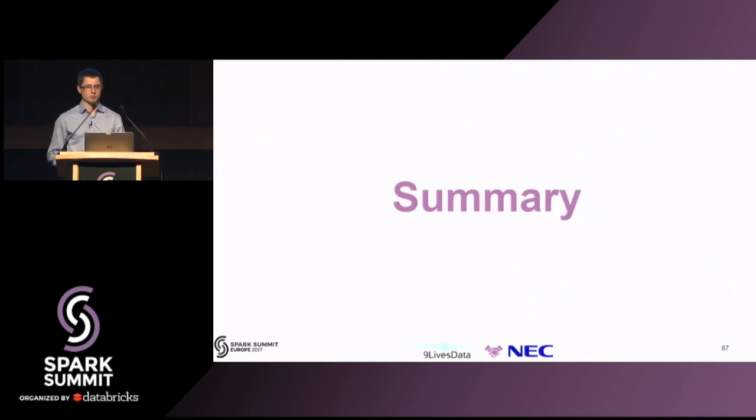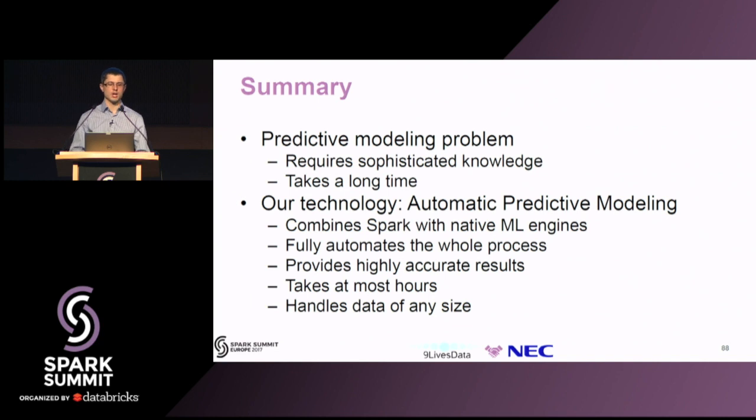Okay, so now let me summarize my today's talk. So I started from the predictive modeling problem, which turned out to be a really hard problem, requires sophisticated knowledge and takes a long time, and it led us to our technology, automatic predictive modeling, that combines Spark with native machine learning engines and automates the whole process of predictive modeling. And at the end provides highly accurate results, and the whole process takes at most hours. And as additional advantage, we can handle data of any size.